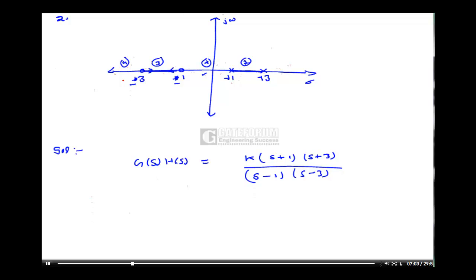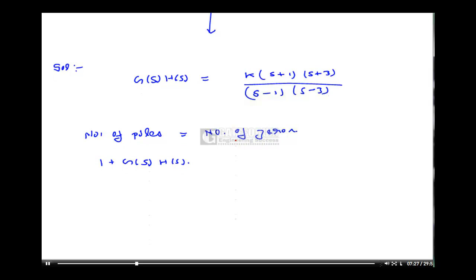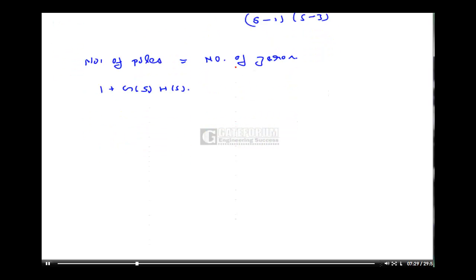Now the zeros will remain at their positions. The number of poles is equal to the number of zeros. Only the poles move, not the zeros, because we are finding the roots of 1 plus GSHS. So that becomes changing the position of the poles.